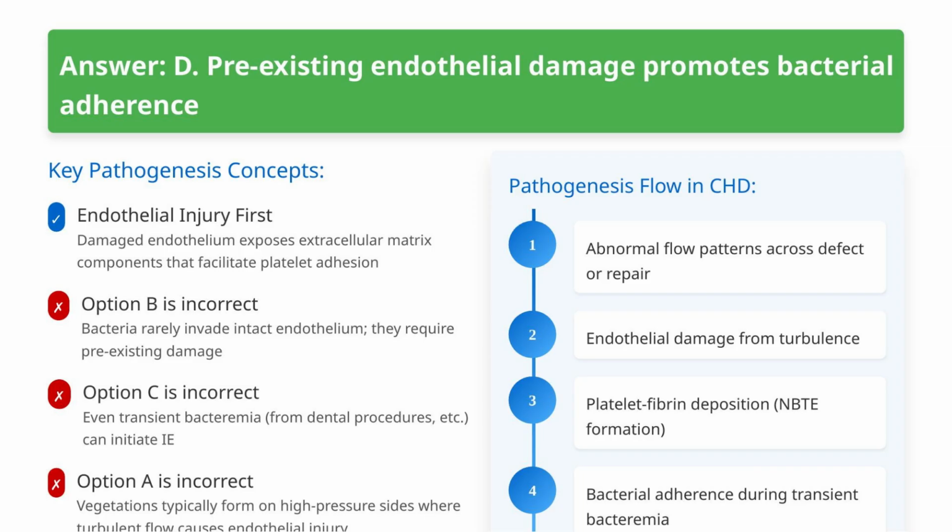Finally, option A is incorrect because vegetations typically form on high-pressure sides of defects where turbulent flow causes endothelial injury, not on the low-pressure sides.